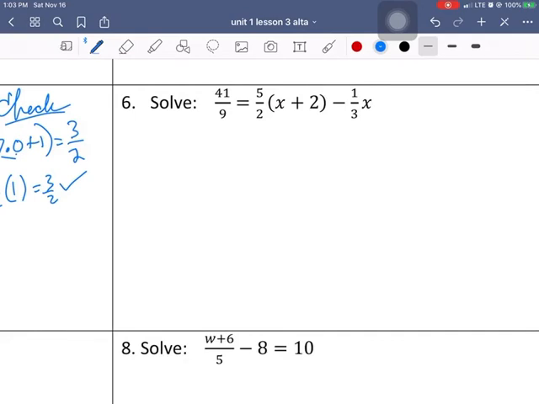All right, the next one has a bunch of fractions. Let's see. We've got a 9 as the largest one. 2 doesn't go into 9, but 3 goes into 9. So the smallest LCD we can have is 2 times 9, which would be 18 for my LCD.